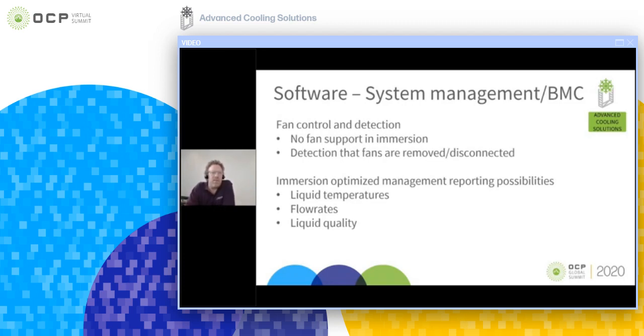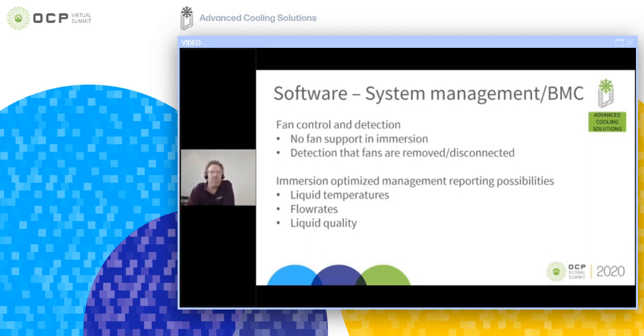Next thing to consider is the system management capabilities, or the BMC. Fan control and detection is something that is widely known to be a factor for immersion. So fan support in immersion should be disabled. The fan detection and fan safety mechanisms should all be disabled when you're dealing with a server that is immersed in liquid.